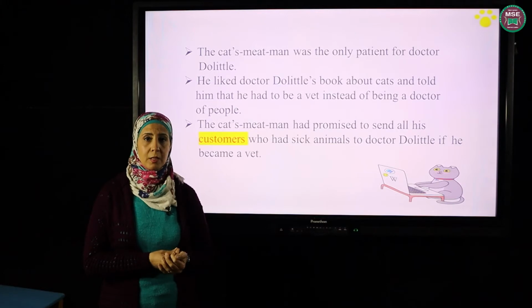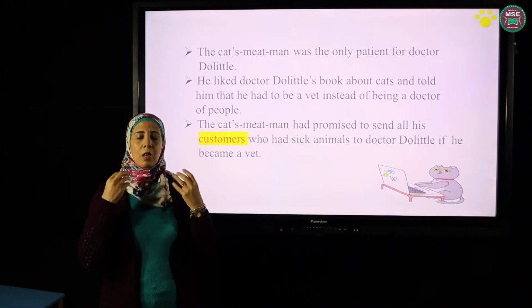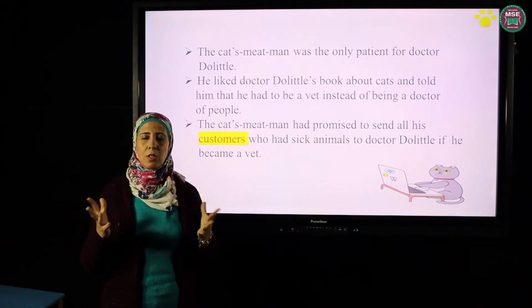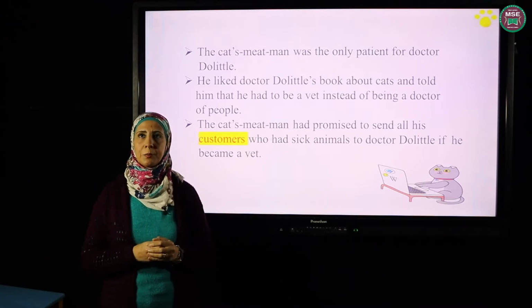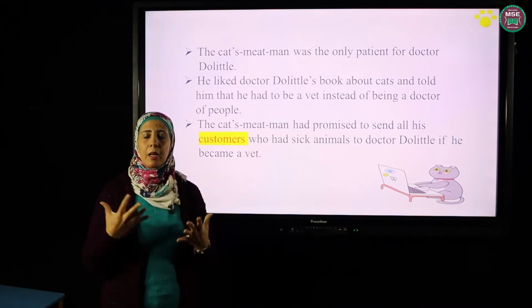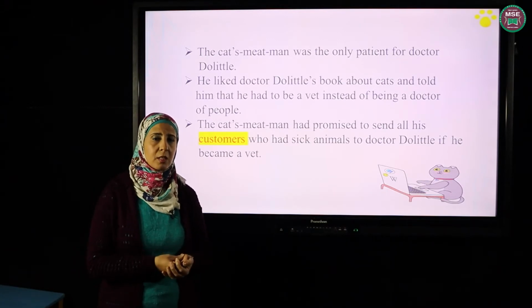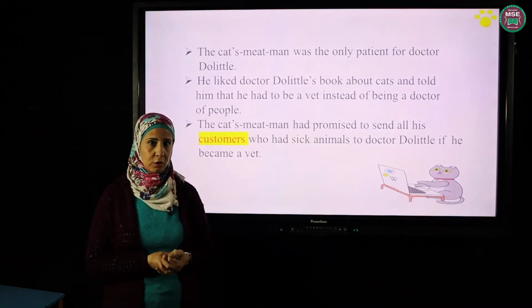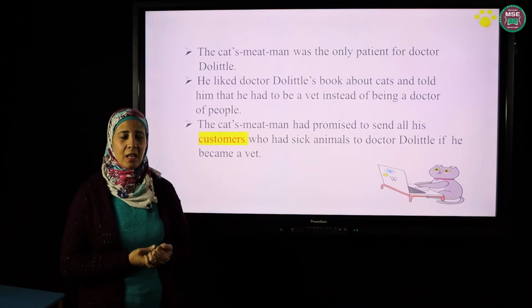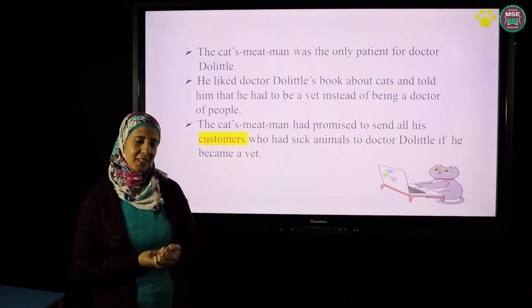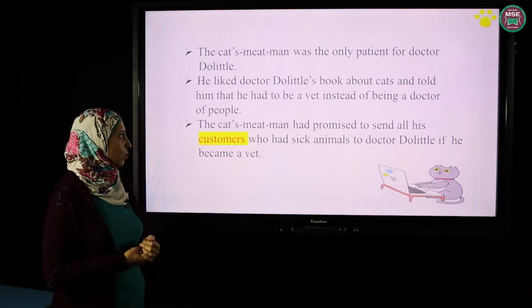Okay, the cat's meat man gives Dr. Dolittle advice, as he saw him love animals a lot and care about animals. So he told him, you have to be a vet instead of being a doctor for people. Do you think it's a good idea? Yes, it is, as he loves animals so much.